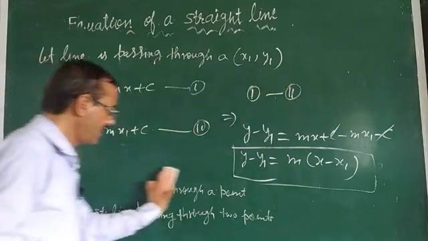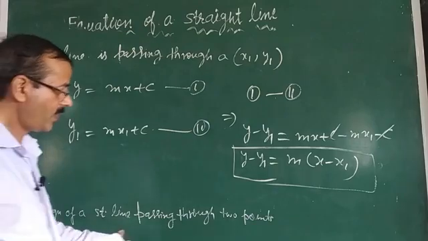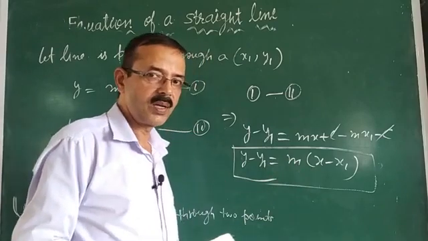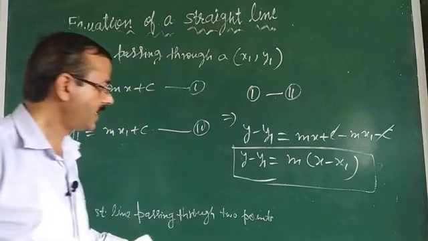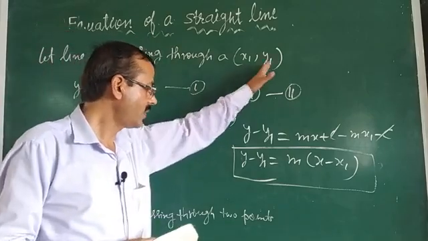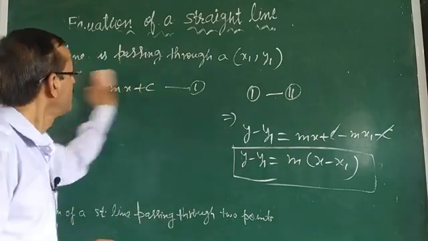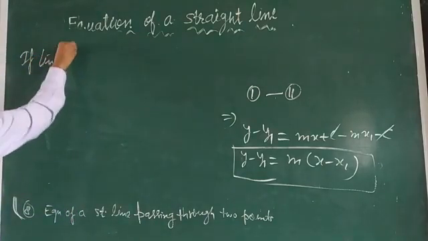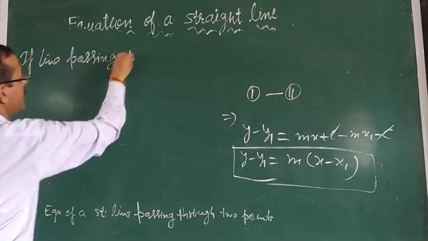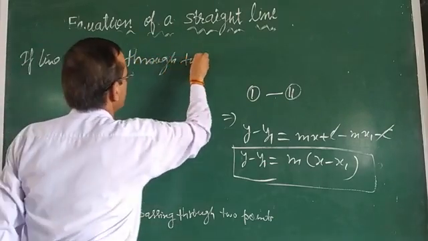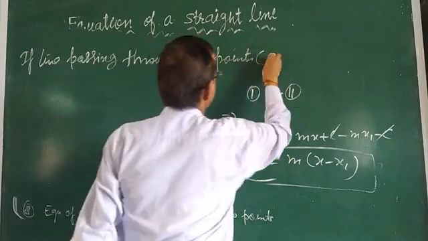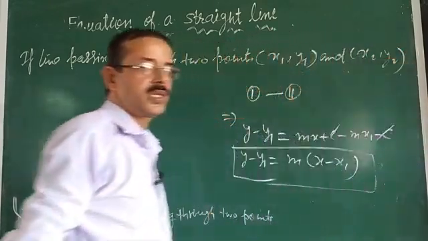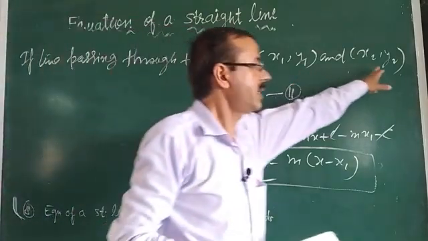Then last point 8, equation of straight line passing through 2 points. What is this? Equation of straight line which is passing through 1 point. But if the same line is passing through 2 points, suppose one is x1 y1 and second is x2 y2.